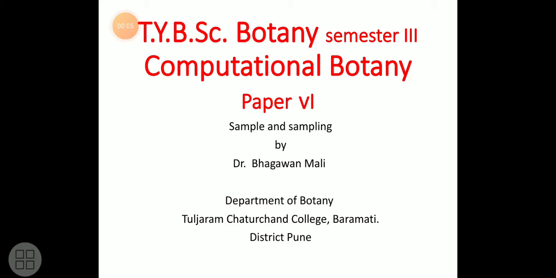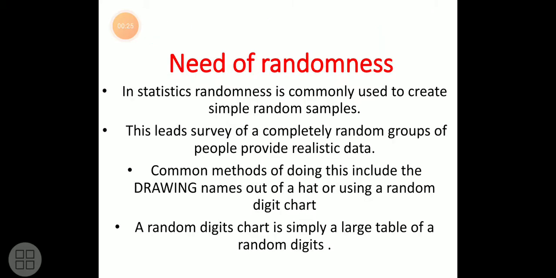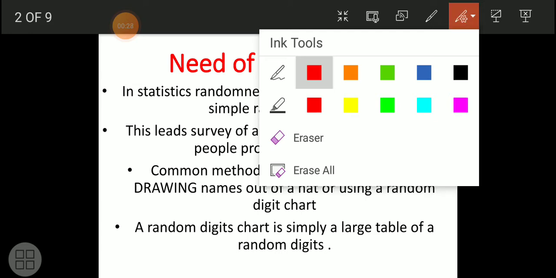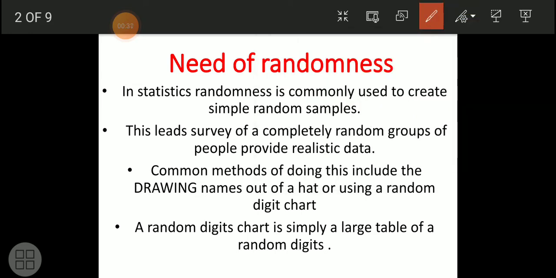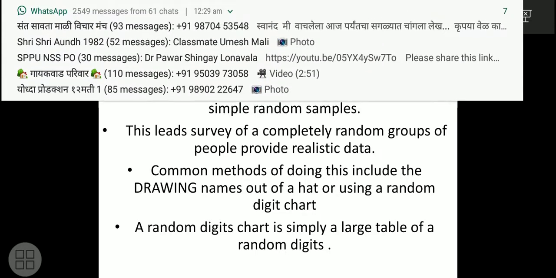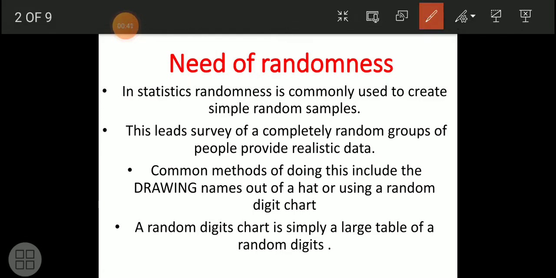Hello students, today we are going to learn again some points from the unit sample and sampling from paper 6th computational botany. Here we have to get an idea about what is actually the need of randomness. We know that there are two methods of selection of sample: random sampling and non-random sampling. But what is the exact need of randomness?